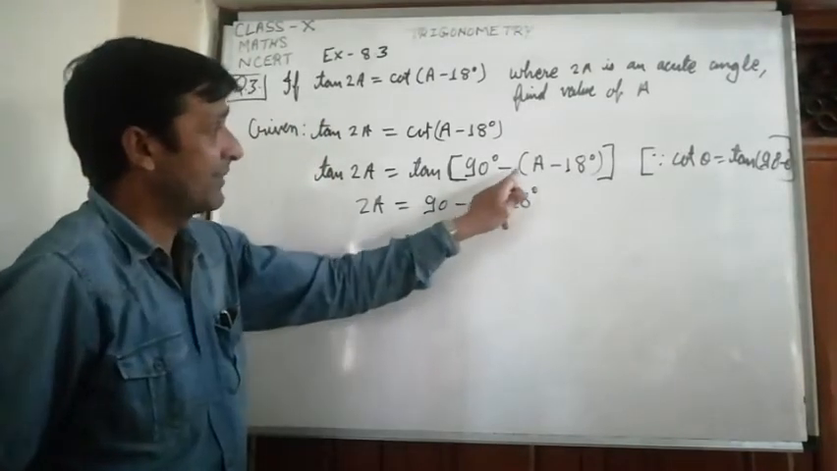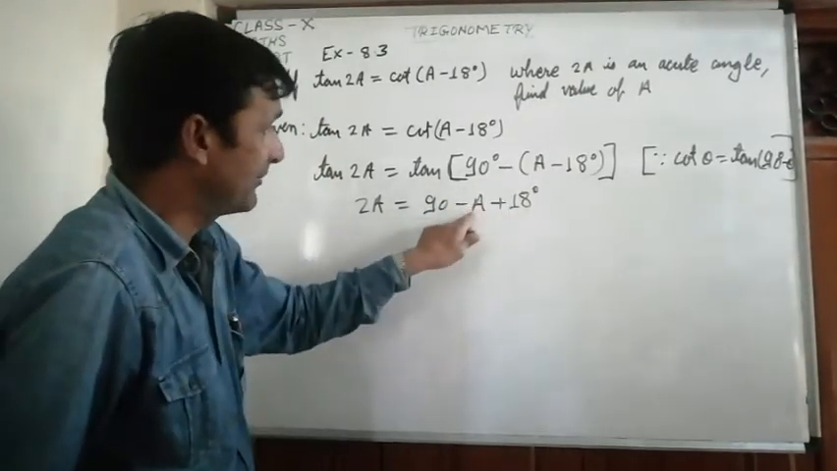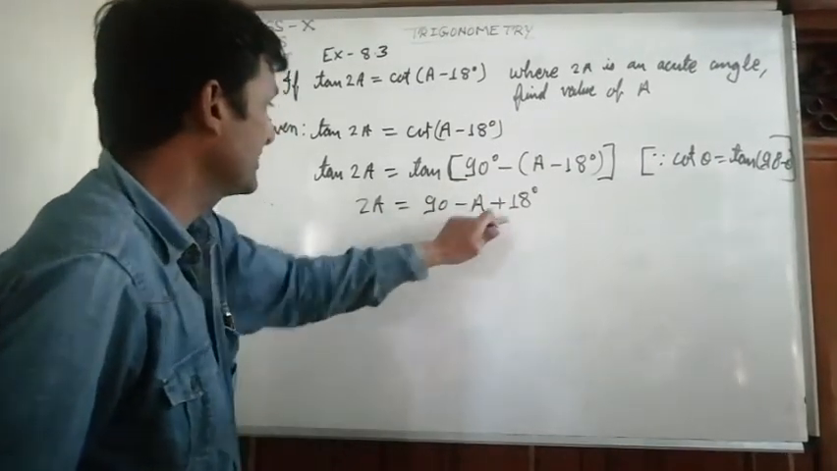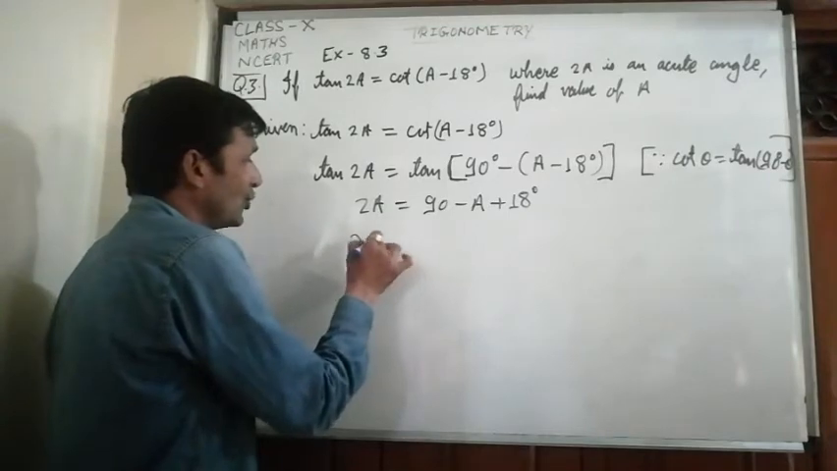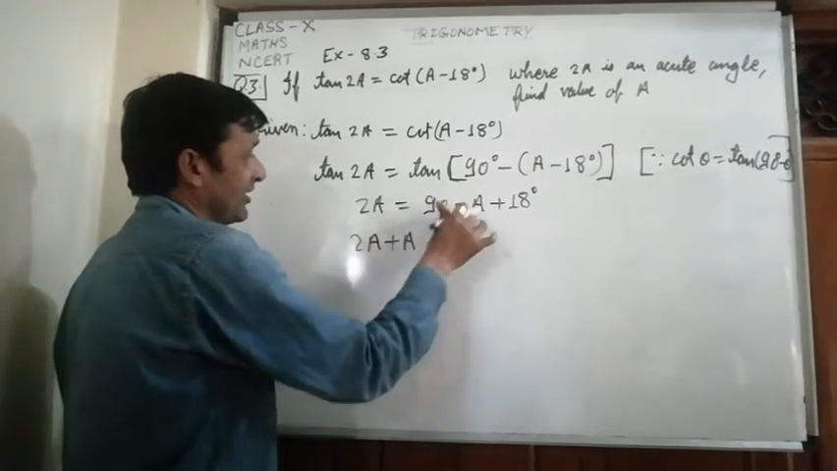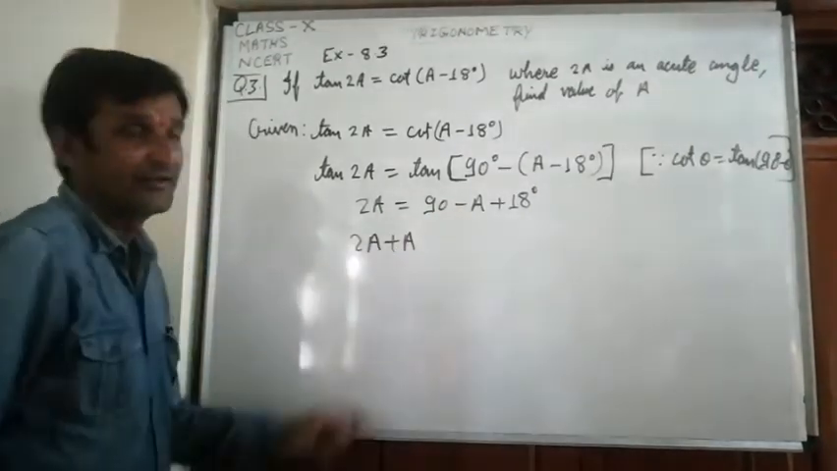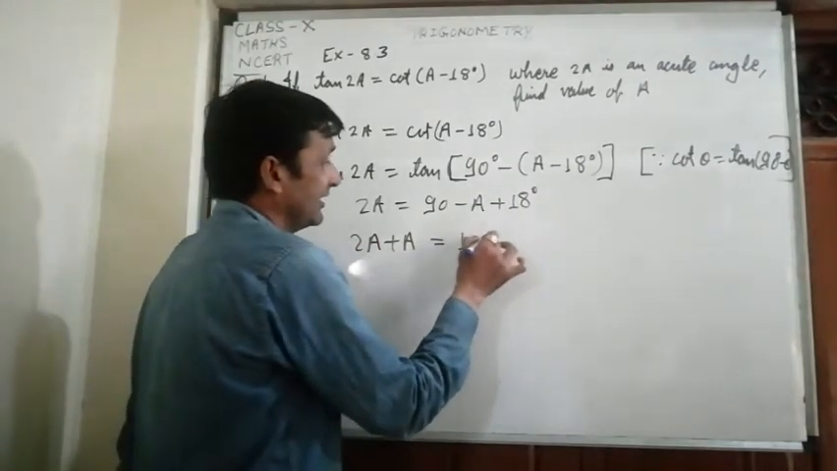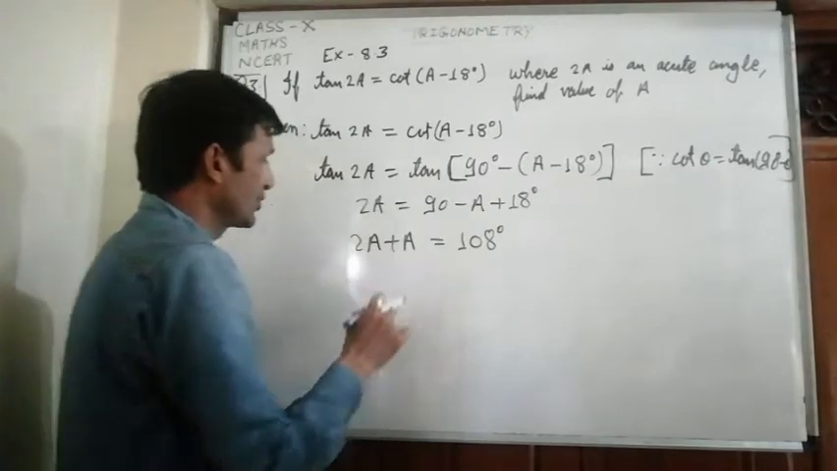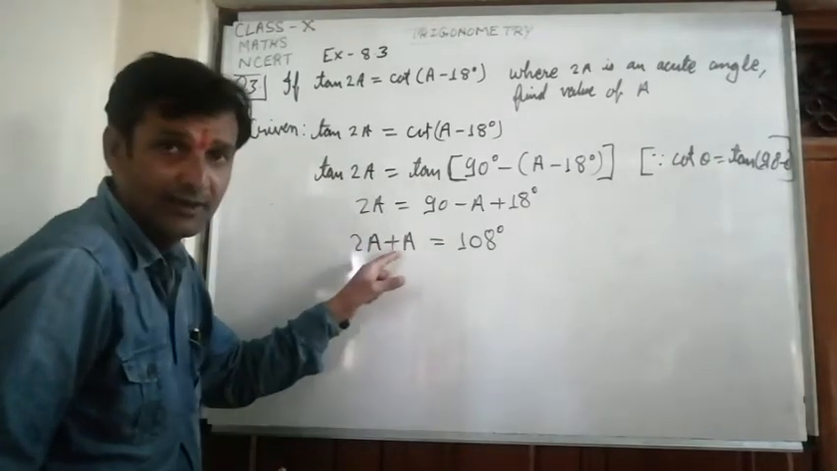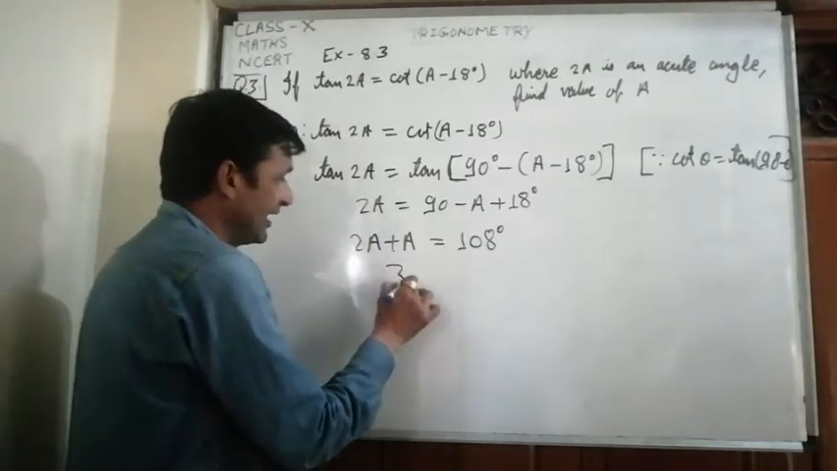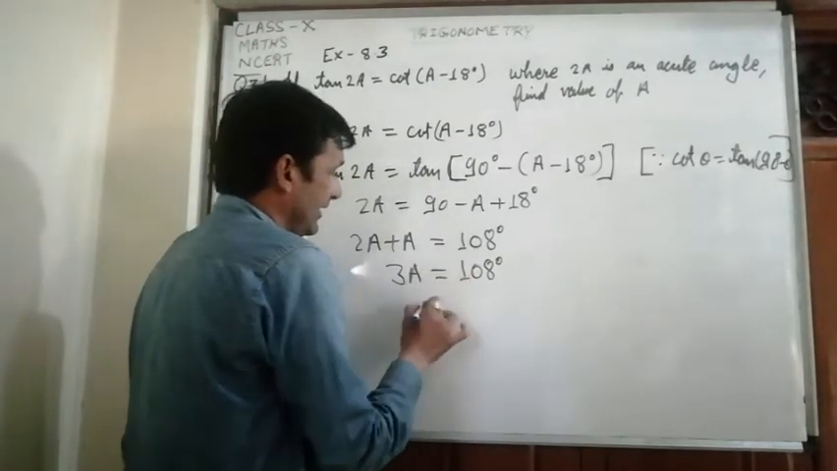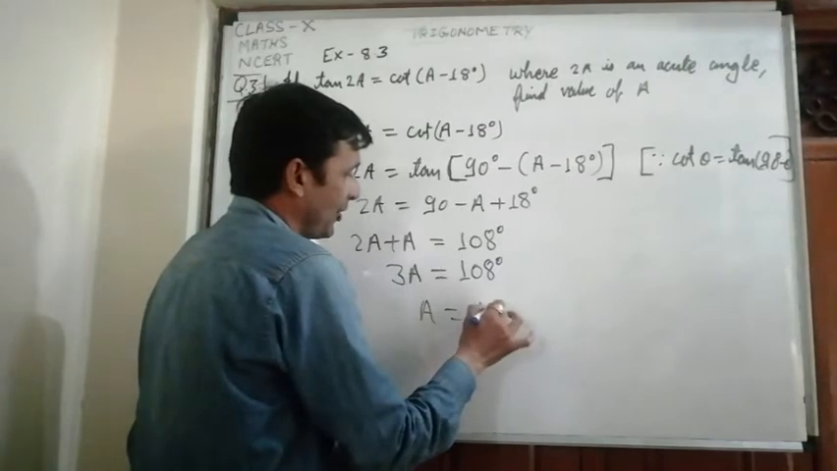See, this minus is multiplied inside, so it will become negative a, and this minus into minus is plus. So 90 plus 18 is 108, and here it is 2a plus a. This a is shifted from RHS to LHS, then it will be 2a plus a is equal to 108 degree. As you know, 2a plus 1a is equal to 3a. So 3a is equal to 108 degree, and a is equal to 108 degree upon 3.